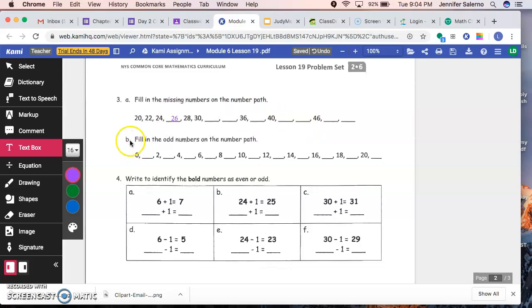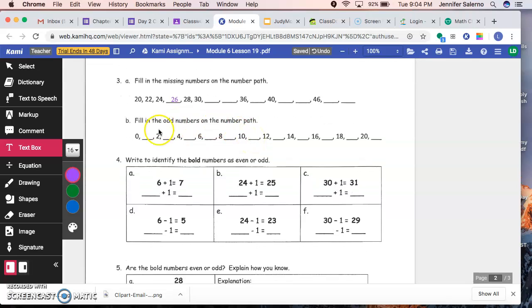Here, for part B, they now want you to fill in the odd numbers that are missing on the number path, okay? So it has 0, blank, 2. I mean, guys, you know what should go here, okay? You know what should go between 0 and 2. So that's all you're doing is filling in.